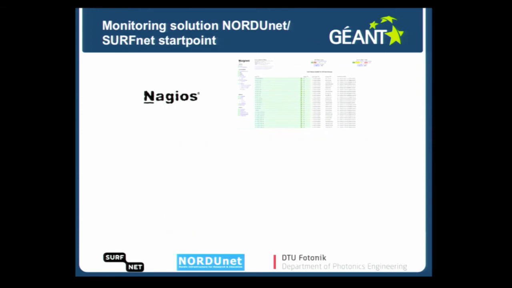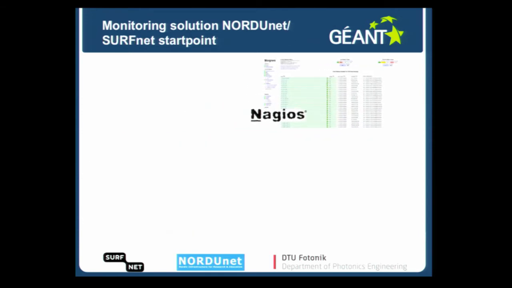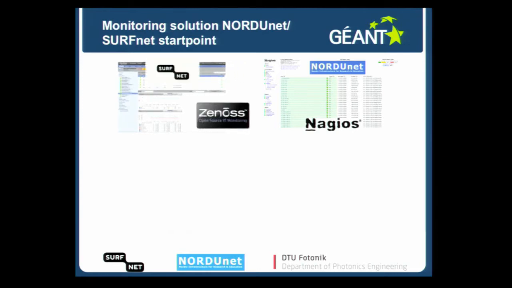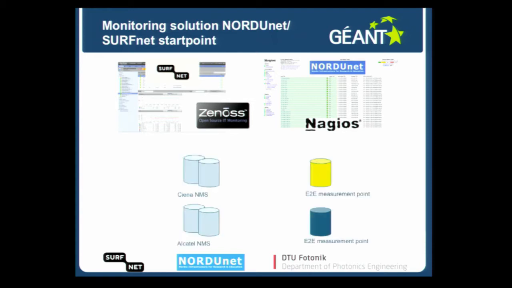So, but that's Nordinet. What do we do in SurfNet? So in SurfNet they have another tool, it's called Xenos, I think it's Xenos or something like that. But they do actually also have a measurement point. The other measurement point we use in Nordinet that I just showed you is an E2E measurement point, which is under development for the perf sonar, but it is a measurement point that we are using at the moment, and SurfNet is also using.